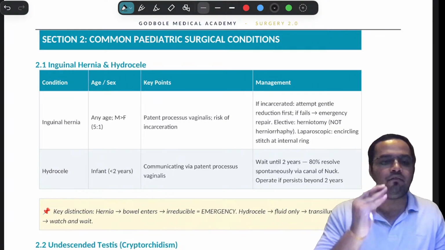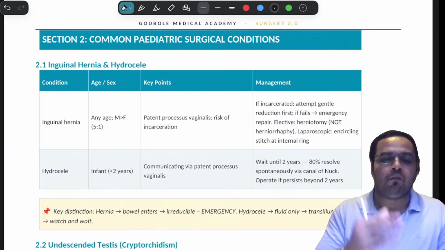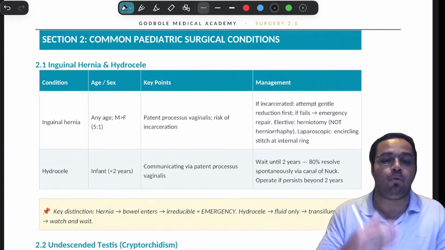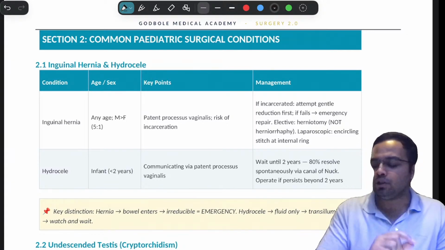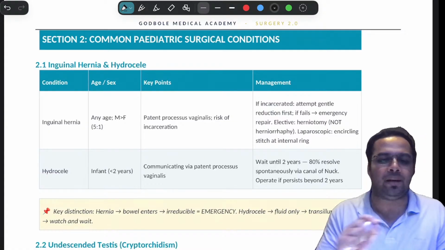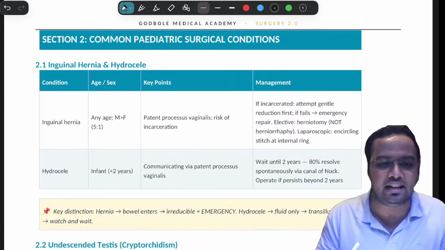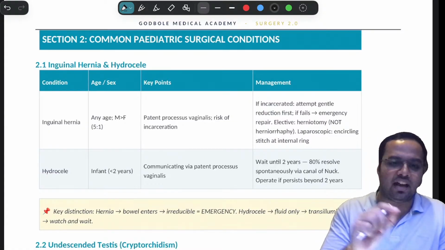In NEET PG, they are very well asked again and again in the paper, what is the ideal time for surgery, what is the ideal procedure for surgery. So basics you should be knowing about it, irrespective of whether you take pediatric surgery later on or not. Basic things are basic and you should be knowing it.